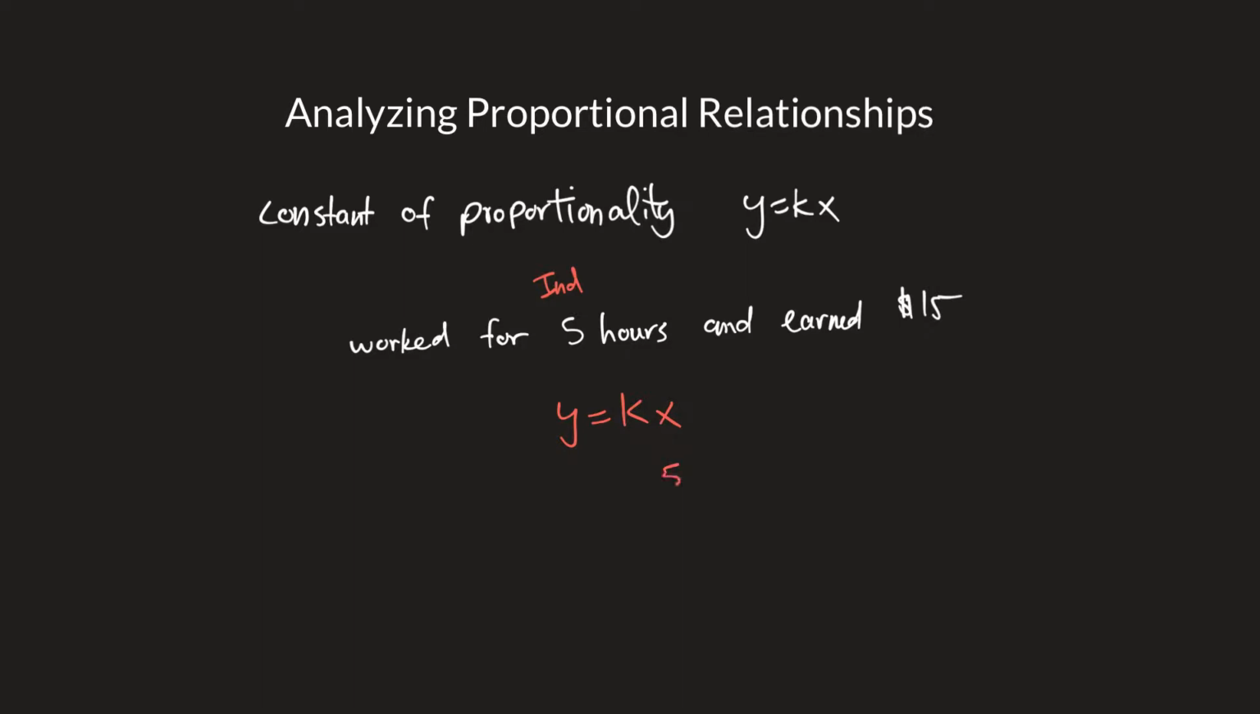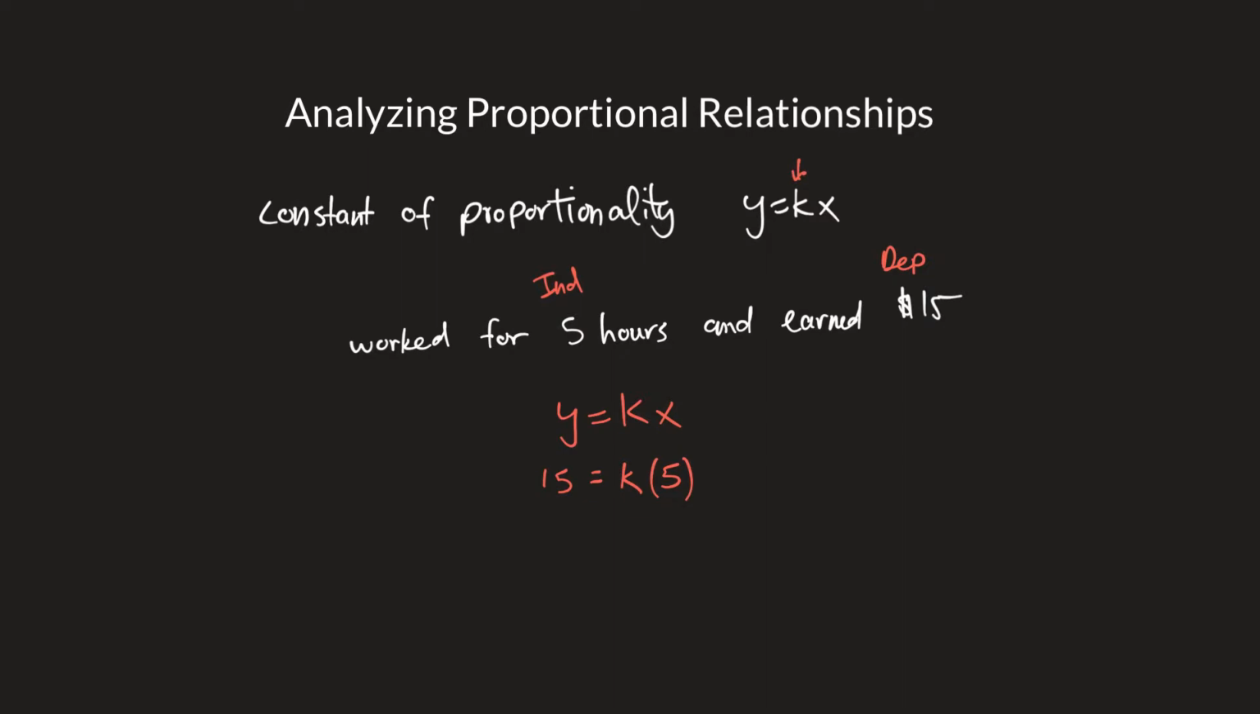So the independent variable is always with the x. And then 5 times your constant of proportionality is equal to your dependent variable. The dependent variable is 15, because it depends on how many hours you work. That's how much you're getting paid. You work more, you get paid more. So the dependent variable is the 15. And so with this simple little one-step equation, you solve for k, which is the constant of proportionality.